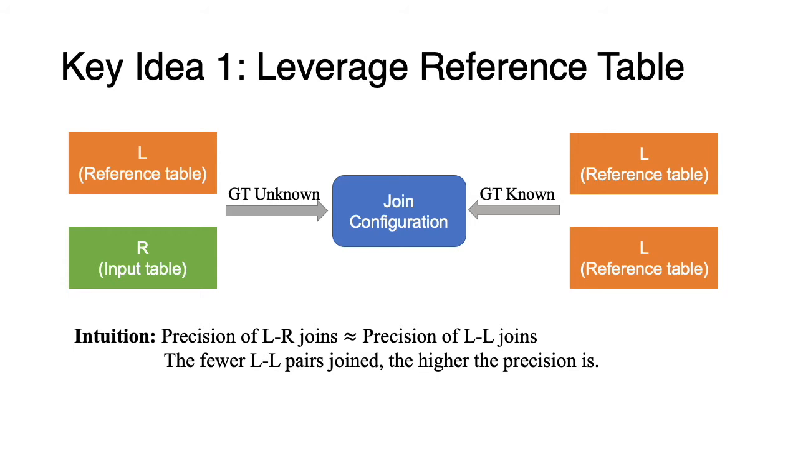Because the L table has almost no duplicates, the ground truth match of each record should only be itself, and any other joins are incorrect. This suggests that the fewer the LL pairs joined, the higher the precision is.